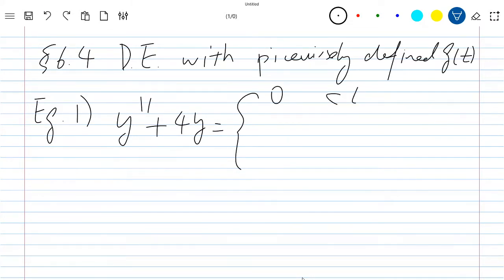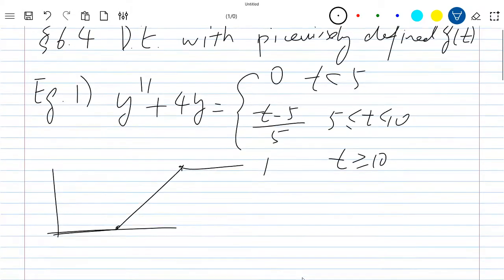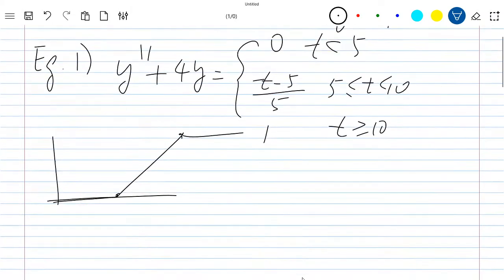It is 0 when t is less than 5. Then here it is (t minus 5) over 5 when t is between 5 and 10. And then after that it's 1. So if we plot it, you will see it's 0, then changes to 1, right? And it's linear. When t equals 5, it's 0. When t equals 10, it's 1. So it's continuous actually, but it's still piecewise defined.